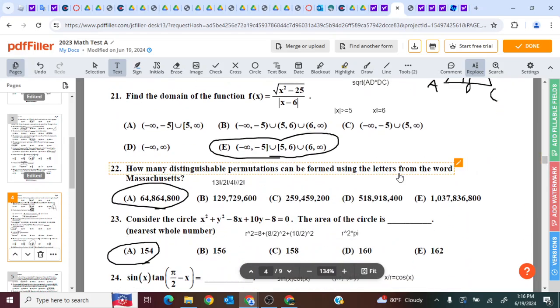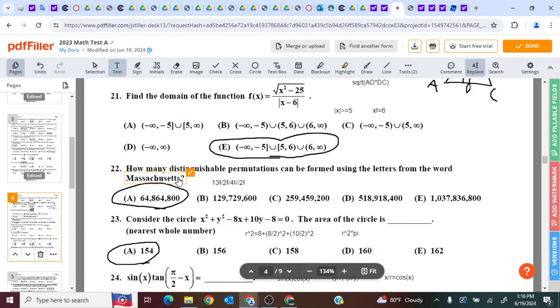22. How many distinct permutations can be made with the word Massachusetts? Okay, first off, permutations. If all of the letters were completely unique, then the number of permutations would be equal to the number of letters factorial, because the first letter can be 13 possibilities, and the second one can be 12, 11, 10, so on. So Massachusetts, if you add it out, has 13 letters in it.